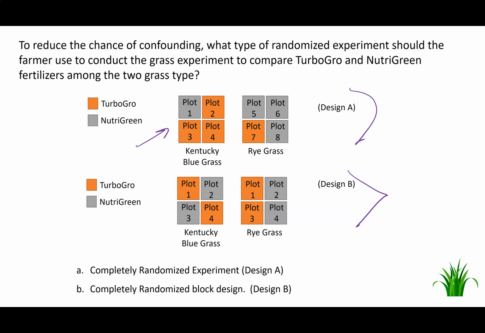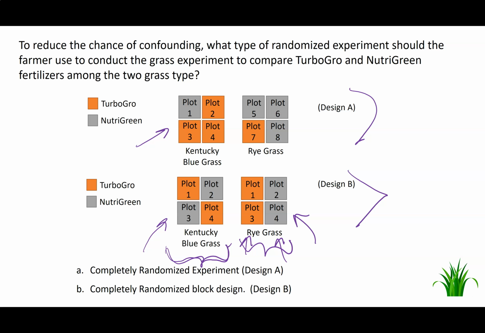Versus design B, it looks like they went ahead and said, okay, I'm going to take the Kentucky bluegrass and give half of the Kentucky bluegrass turbo grow. So they randomly assigned half of those 4 plots turbo grow, and the other 2 got Nutri-Green. Then they did the same thing with the ryegrass. They said, okay, well, I have 4 plots for the ryegrass. I'm going to randomly assign half of them turbo grow and the other half Nutri-Green. So look in here. Okay. So in both cases, half of the Kentucky bluegrass has turbo grow and half of the ryegrass has turbo grow.